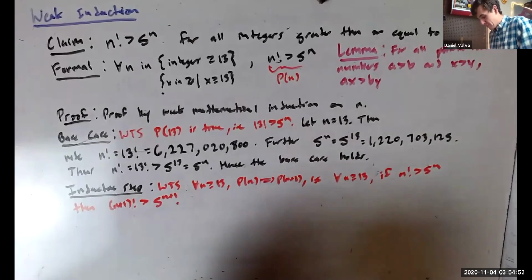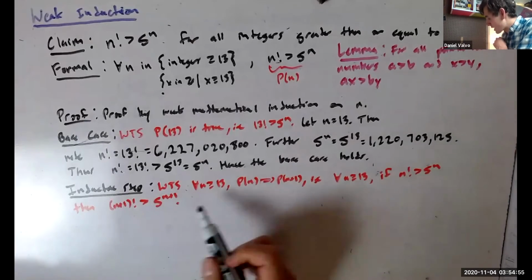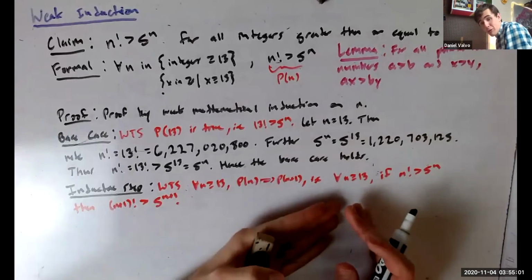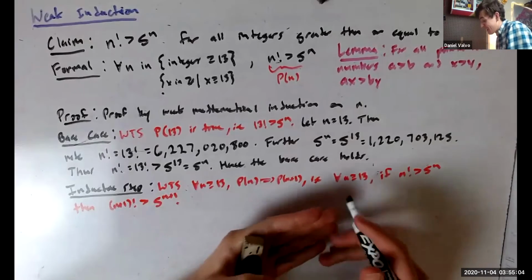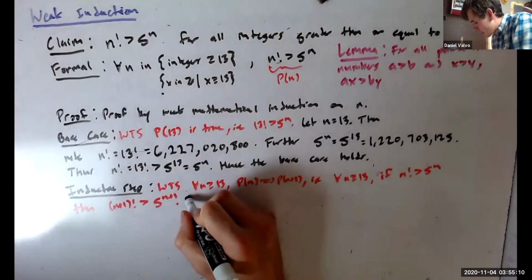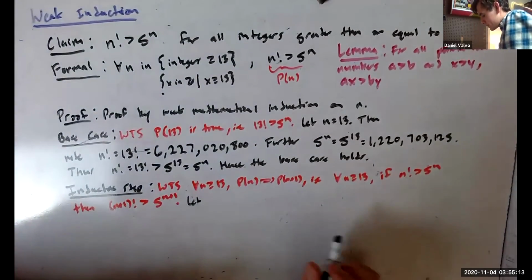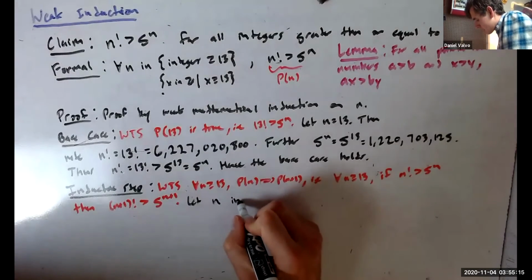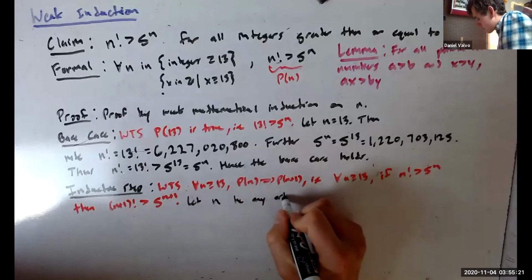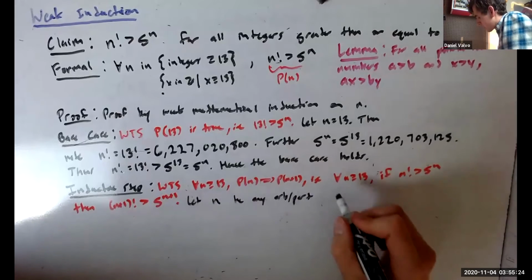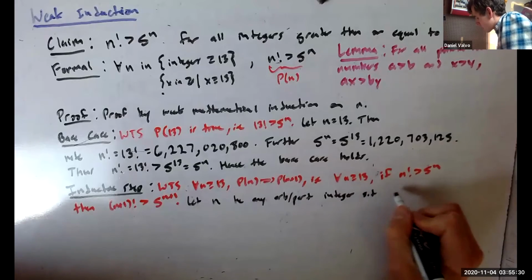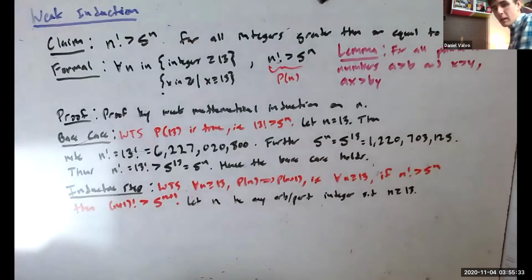So anyway, let's just get started. So we want to show this, right? This is a for all statement. So we have a mini proof here inside of our inductive step, which is a for all statement. The way to prove a for all statement, you could use method of exhaustion. We can't do that because we have an infinite set here. So instead, let's use a direct proof. So let's go ahead and say, let n be any arbitrary, particular integer such that n is greater than or equal to 13.